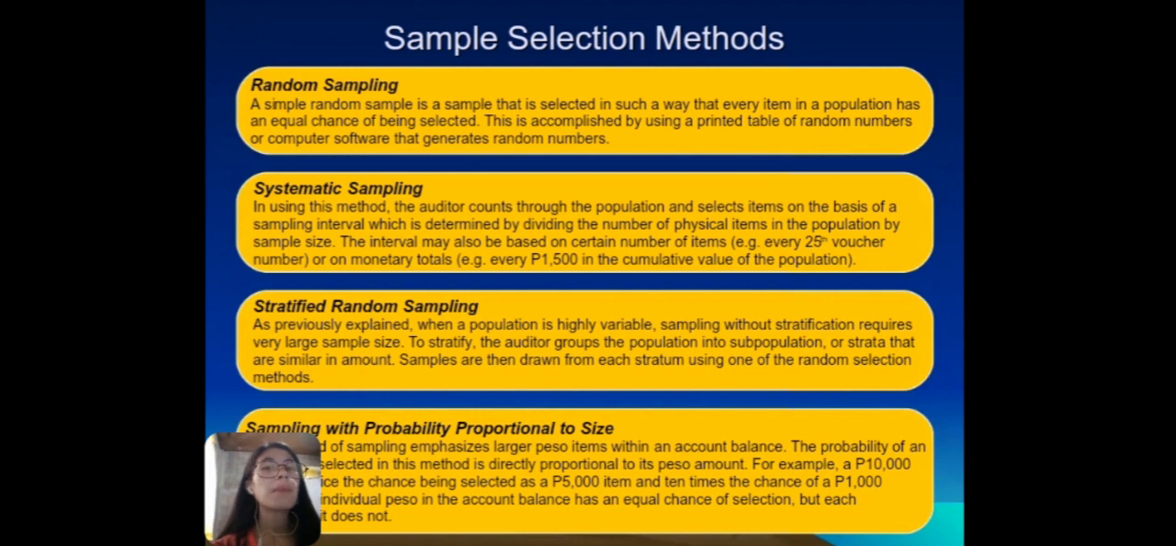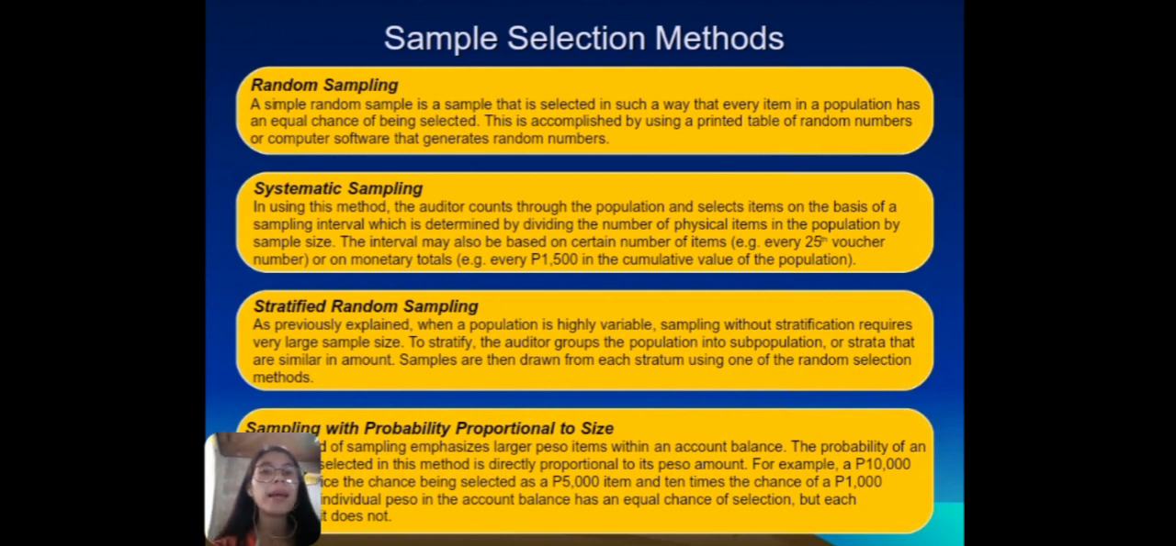Okay, so when we say systematic sampling, in using this method, the auditor counts through the population and selects items on the basis of a sampling interval, which is determined by dividing the number of physical items in the population by the sample size. So the interval may also be based on a certain number of items, like every 29th voucher number, or on monetary totals, like every 1,500 of the cumulative value of the population.